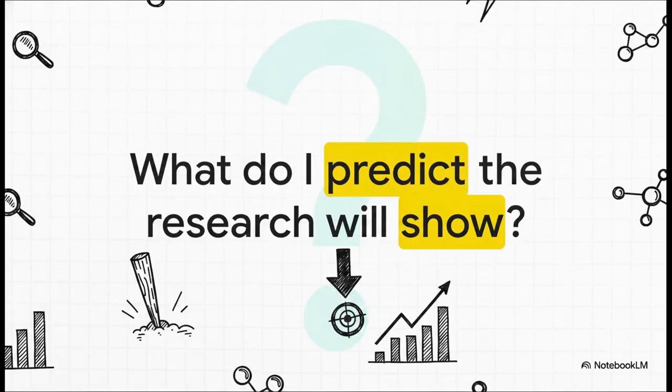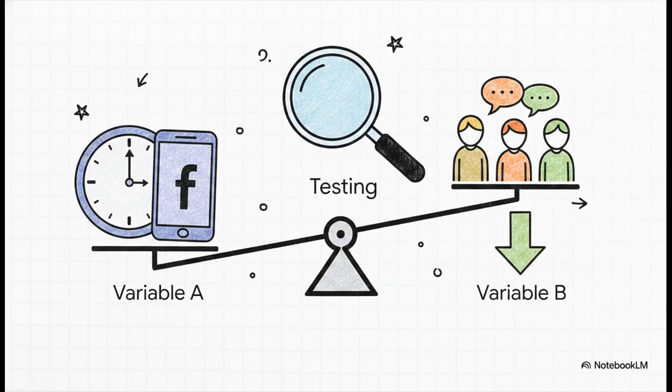Emphasizing this, the critical key question here for the researcher is, what do I predict the research will show? You really have to put a stake in the ground at this point. You're taking your initial aim and forcing yourself to articulate the exact outcome you expect to uncover once all the data is eventually processed. And this brilliantly illustrates how we do that.